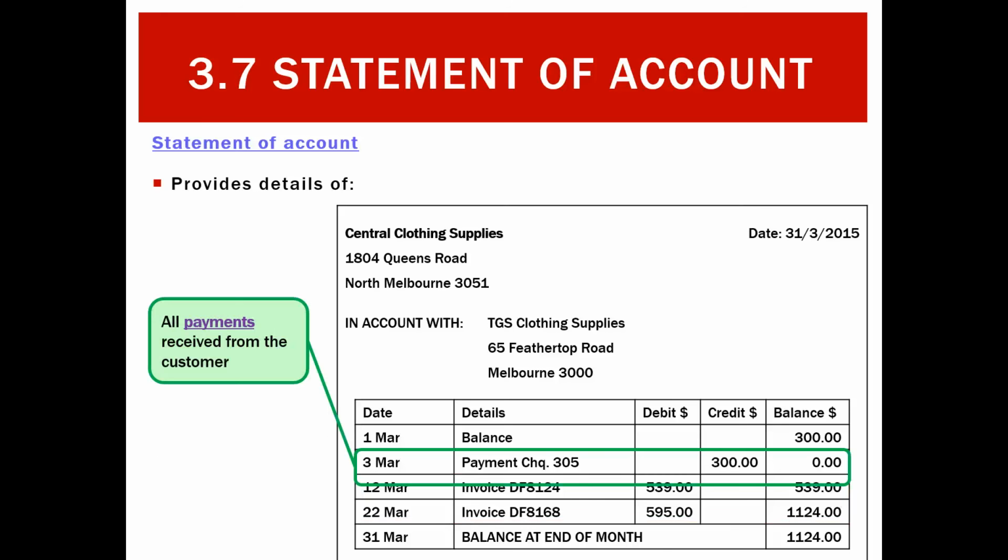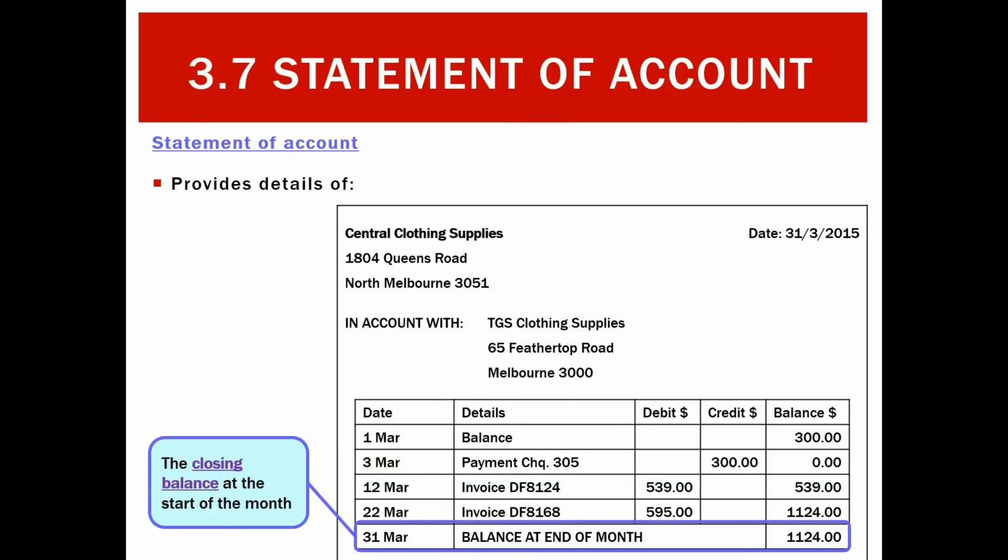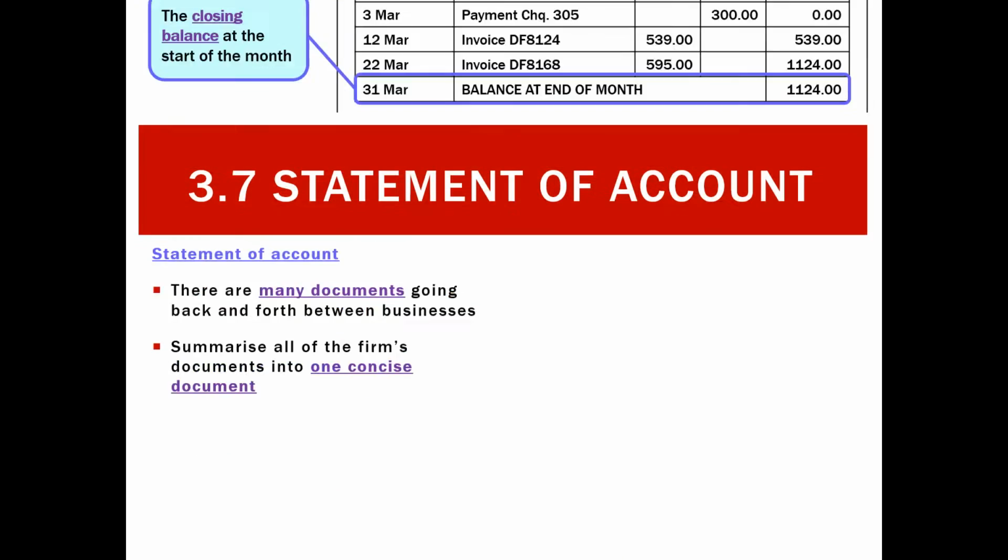And there'll be all payments received. So during the month, a debtor might make payments to us, so we'll need to record that. And lastly, there'll be a closing balance. So what does the customer owe at the end of the month? That'll be the last thing that's listed in a statement of account.